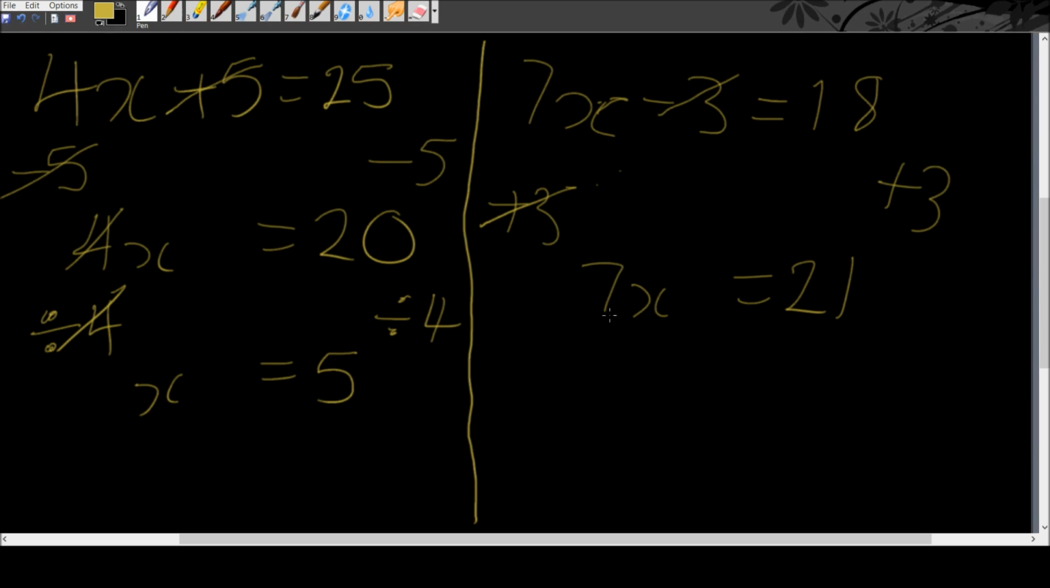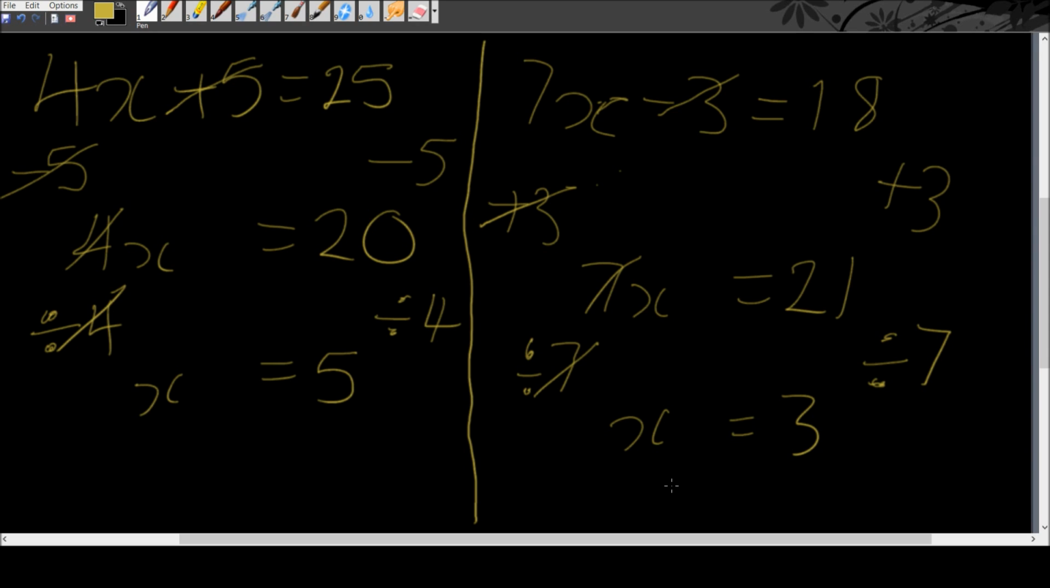We need to get rid of this 7 times x. So therefore we need to do the inverse operation of multiplication, which is division. Lovely. So we're going to divide both sides by 7. That's going to cancel that out, and we're just going to be left with x is equal to 3, because 21 divided by 7 gives us 3, and that is our equation solved.